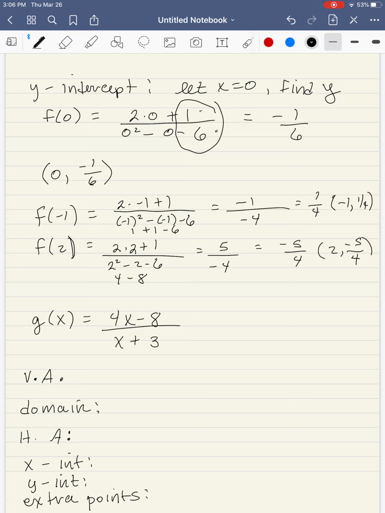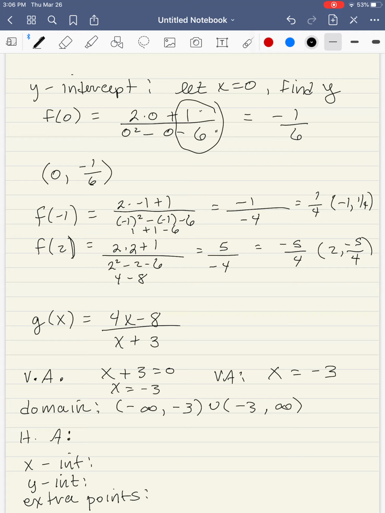Remember, you're learning better if you're doing the work yourself and not just copying what I'm showing you on the video. So for a vertical asymptote, we're going to set the denominator equal to 0 and solve for x. So that tells me that my vertical asymptote is x equals -3. My domain is going to be everything but -3. So -infinity to -3 union -3 to infinity.